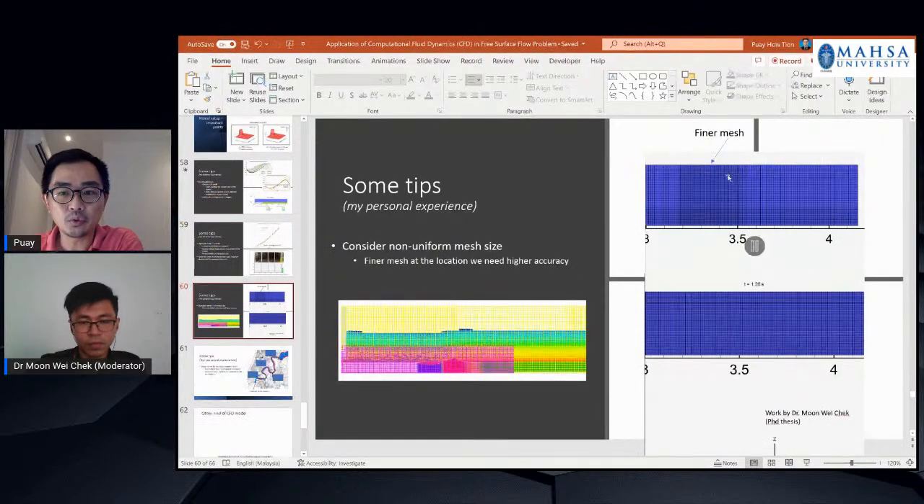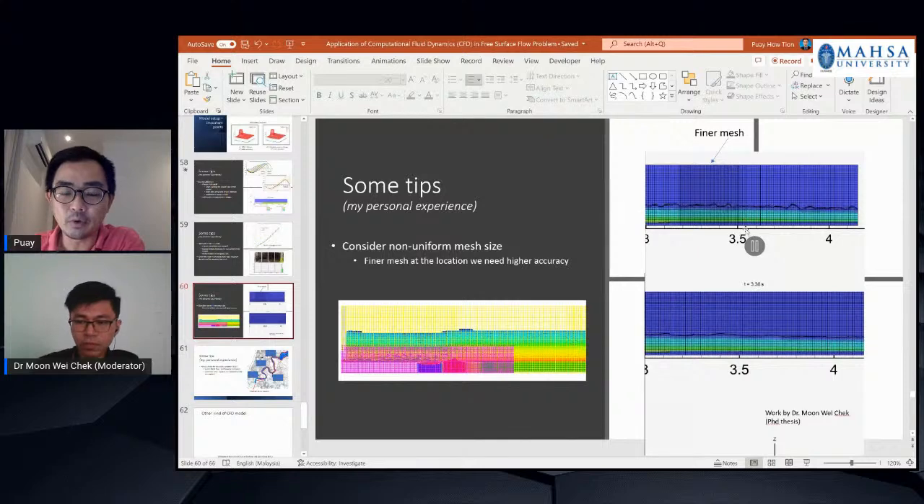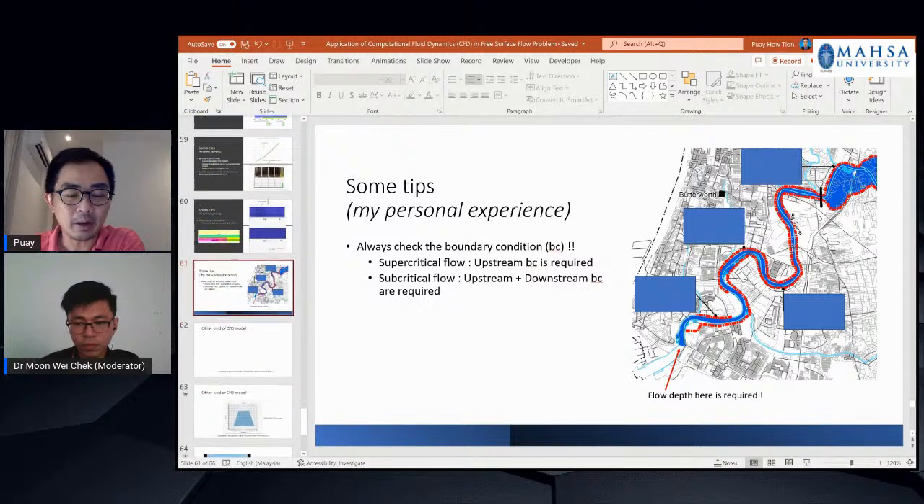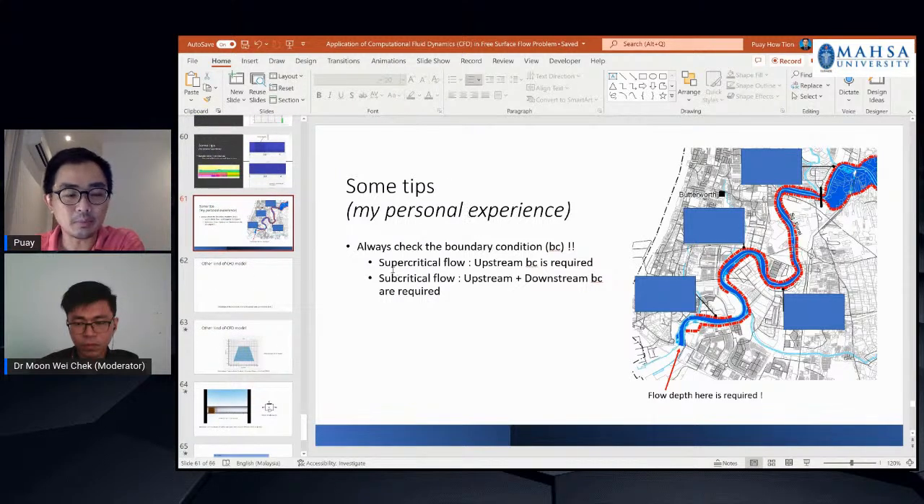So we can also do mesh refining in certain areas that we would like to see more details. For example, here using non-uniform mesh size, we can select the area that we want to have more details. And finally, set the correct boundary condition. For subcritical flow, an upstream boundary condition is certainly required, and a downstream boundary condition is required.